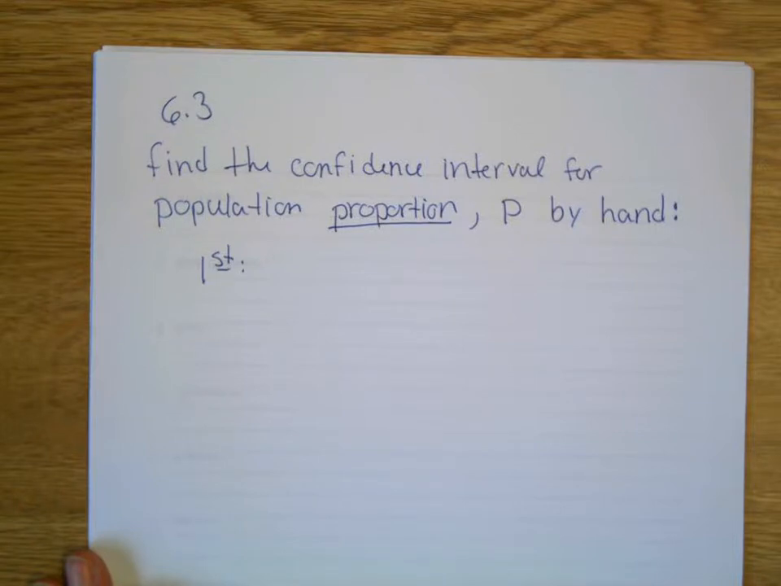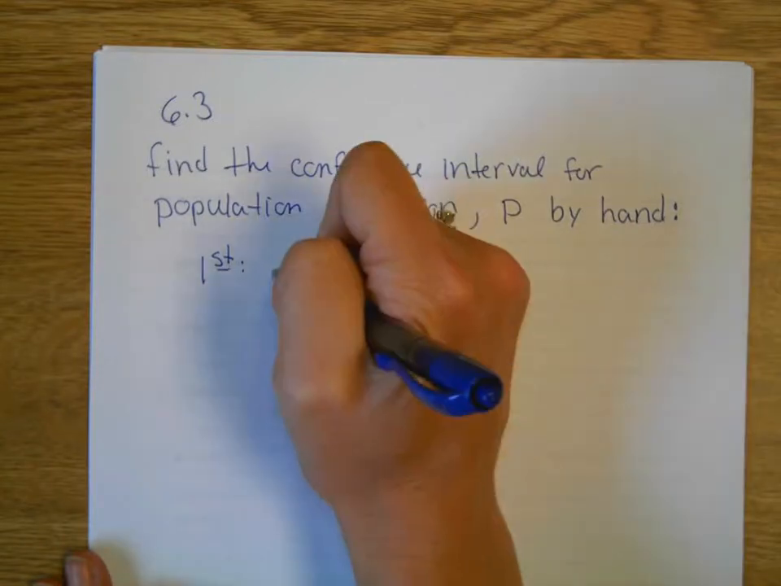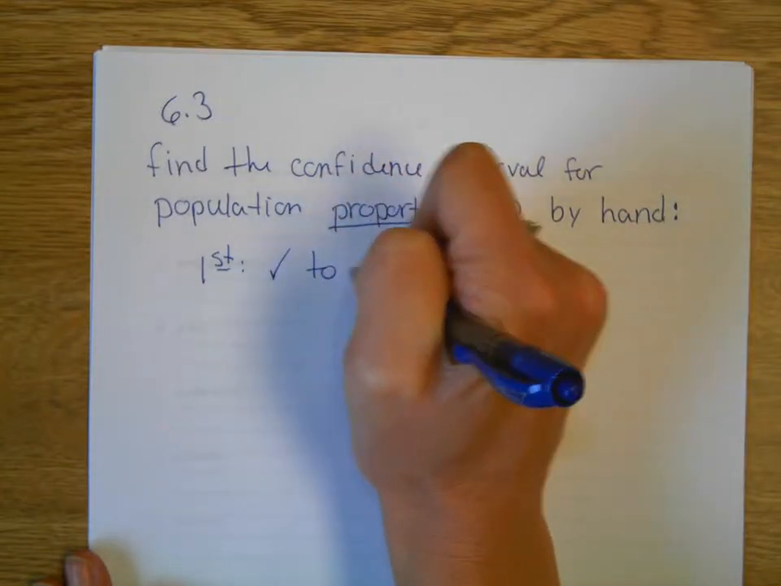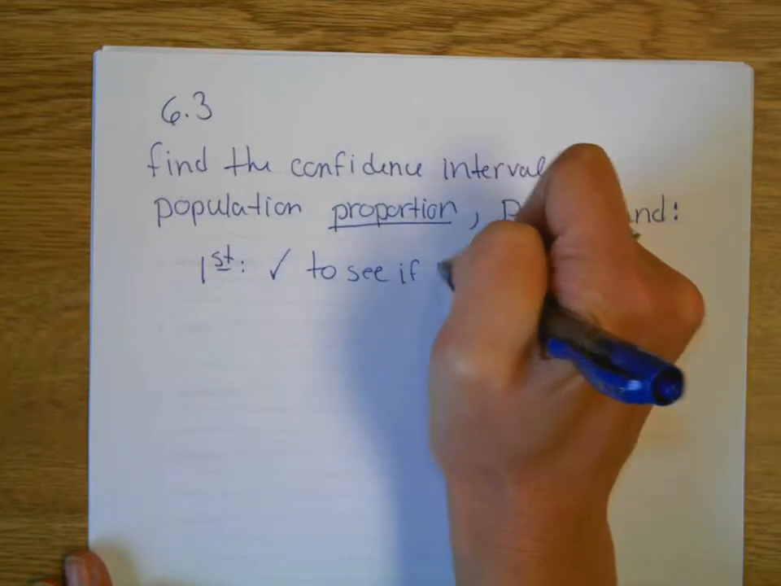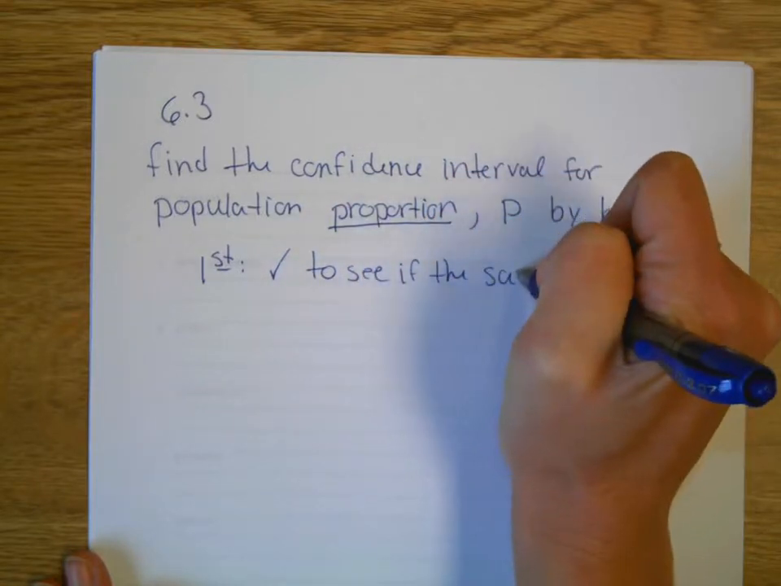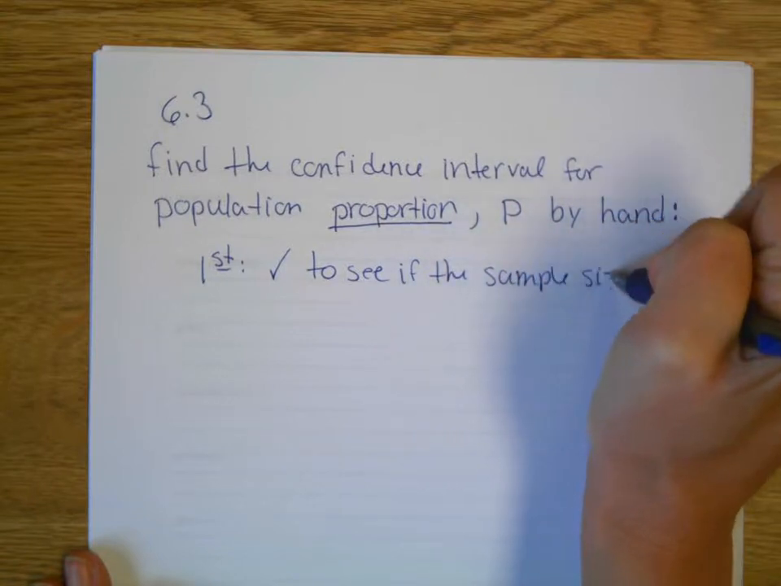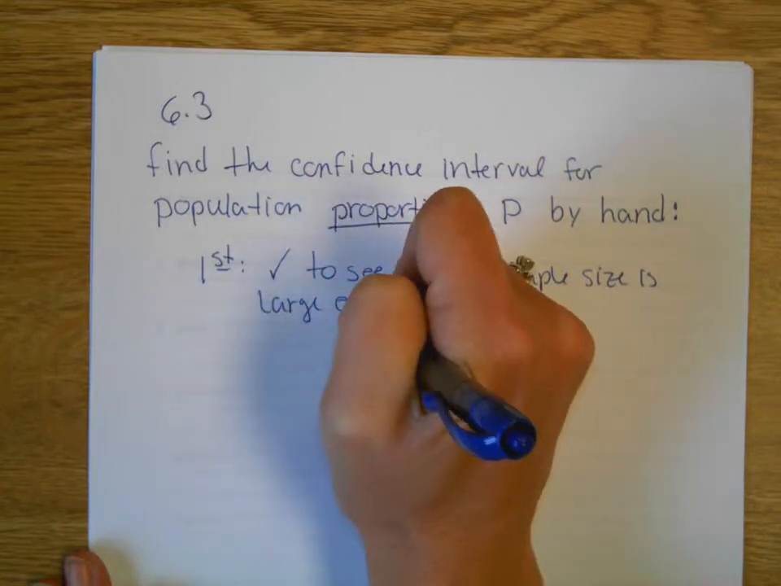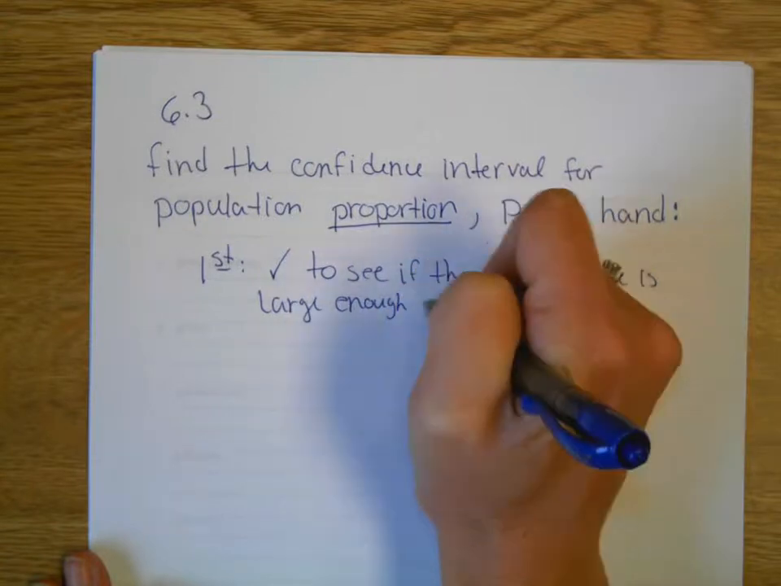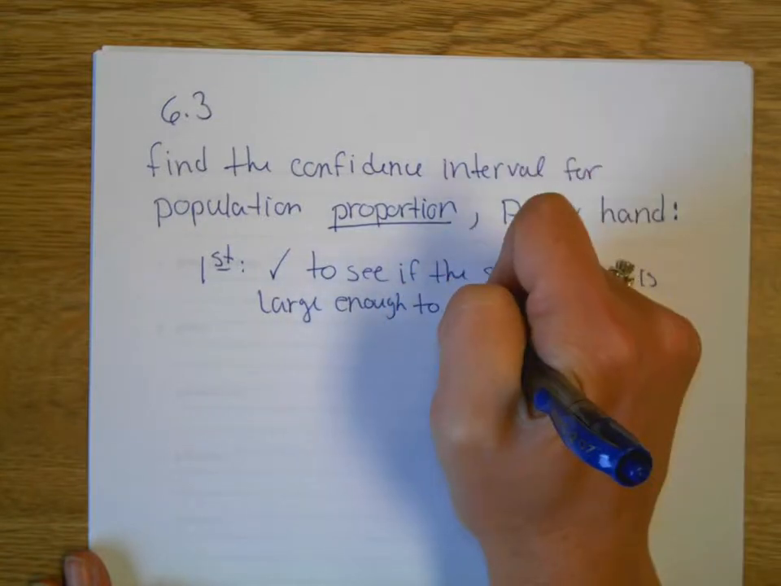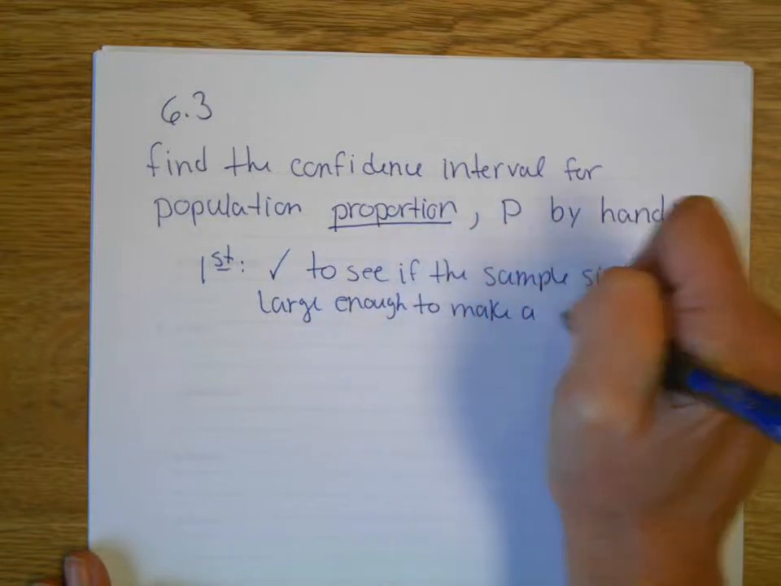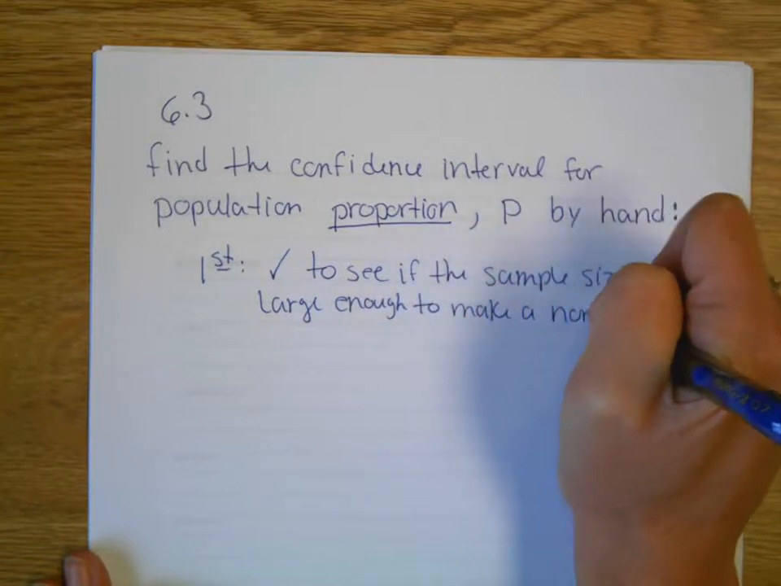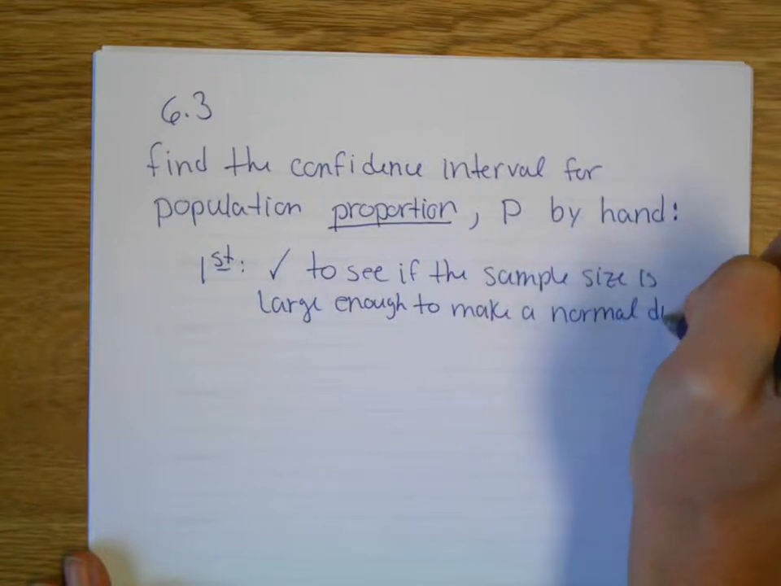And the first step is to check to make sure that the sample size is large enough. And it's not the magic number 30 here. That only applies when we're doing means. So first, you want to check to see if the sample size is large enough to make a normal distribution.